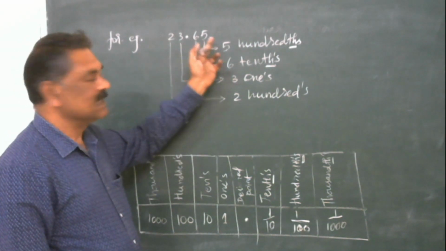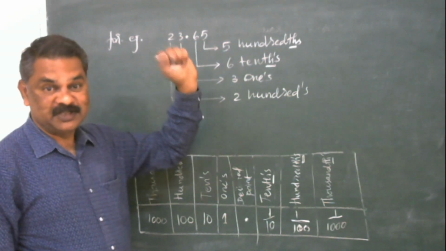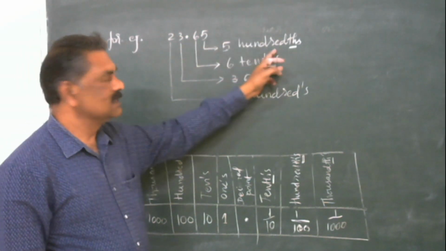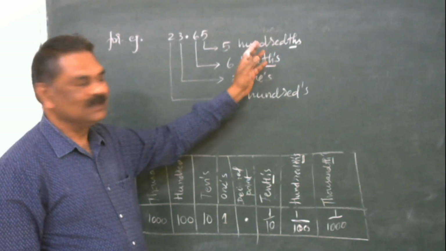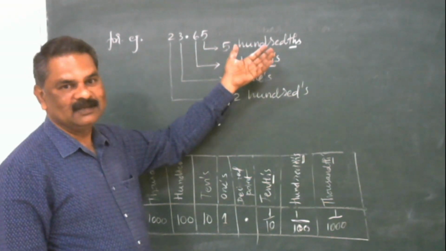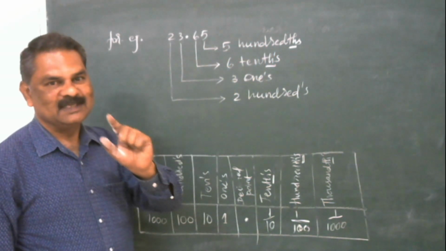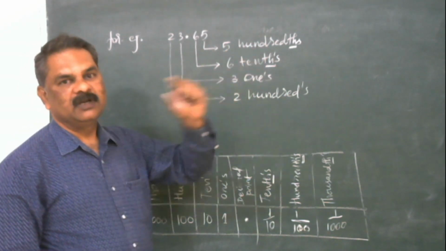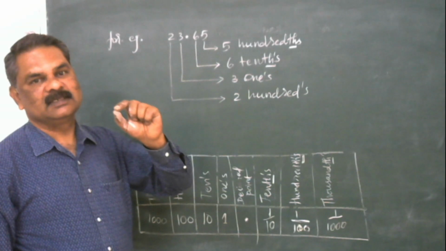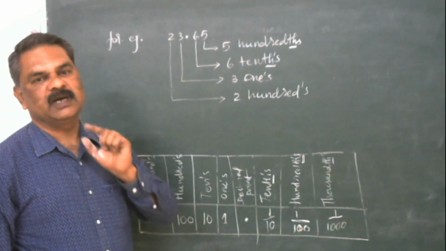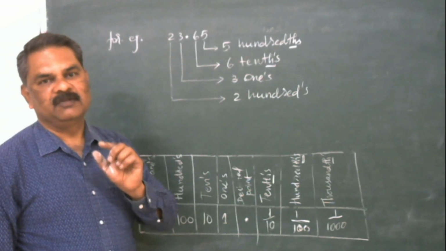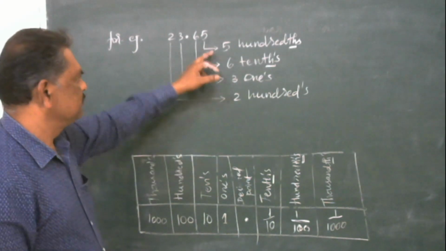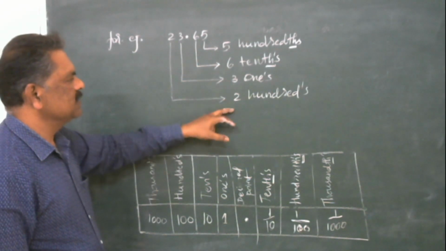So it is not 600. 600 means 600 things are there. 5 hundredths means not even one whole thing is there. That means a whole is divided into 100 equal parts and we have only 5 parts with us. So 5 hundredths, 6 tenths, 3 ones and 2 tens.